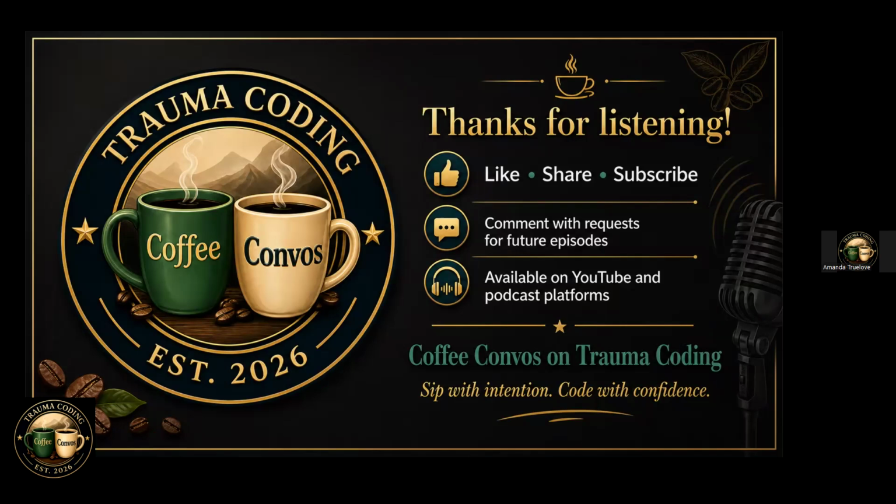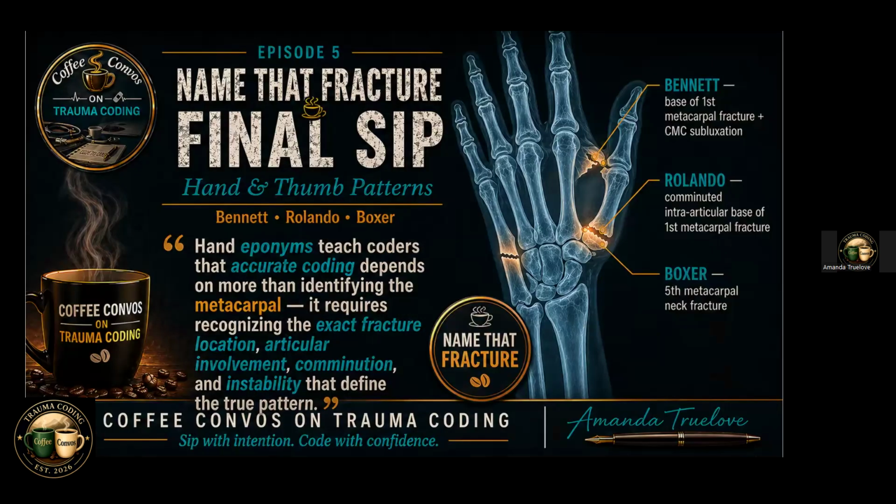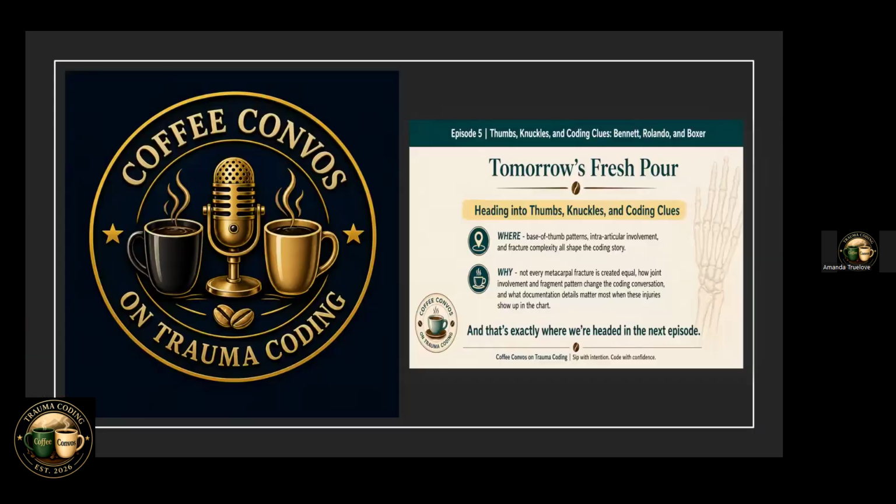Next episode, we are going to be moving into our spine. We're going to be looking at Hangman, Jefferson, Clay-Shoveler, Chance, and Holdsworth. And that's where level, mechanism, and instability language really begin to shape our coding conversations.